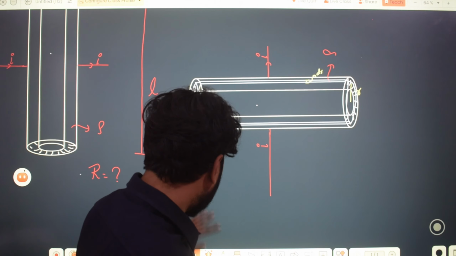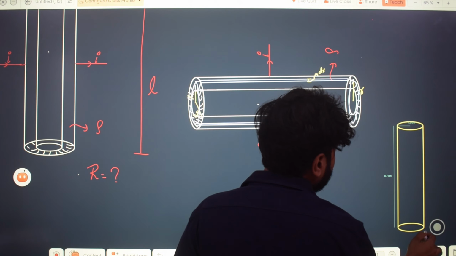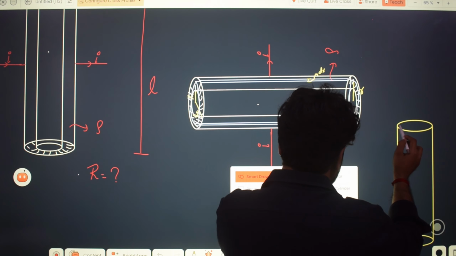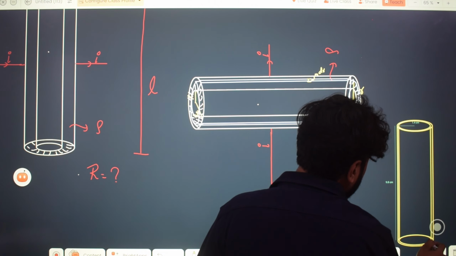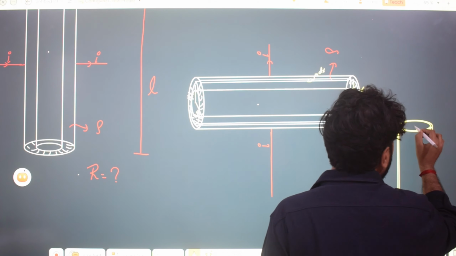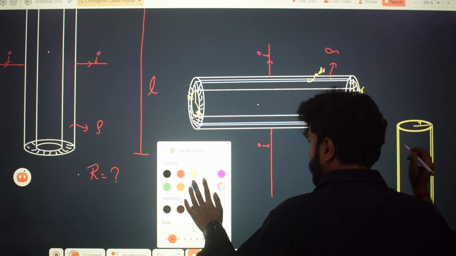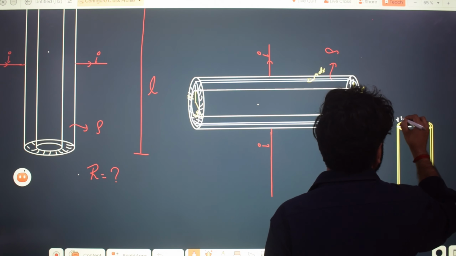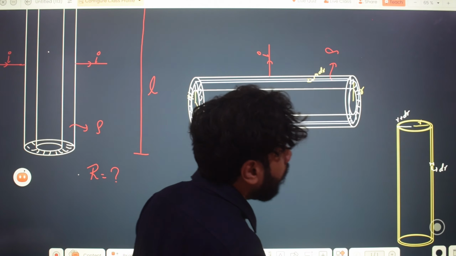Are you getting what this is? See, I'll show you here. We have taken an elemental cylinder of very thin width, just like this. This is the type of elemental cylinder we took. So this width is your r, and till this point it is r plus dr, meaning this thickness is our dr. Okay, so it is hollow.